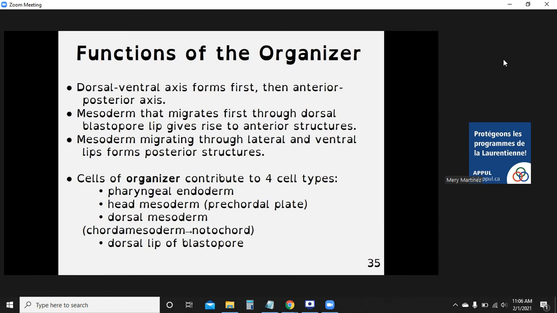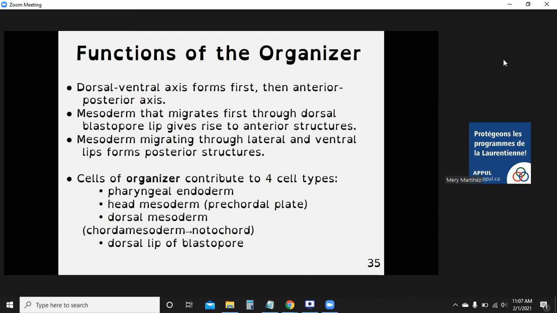Okay, so the formation of the anterior-posterior axis follows the formation of the dorsal-ventral axis. Once the dorsal portion of the embryo is established, that's the first step. The movement of involution of the mesoderm will establish the anterior-posterior axis. So the mesoderm that migrates first through the dorsal blastopore lip will give rise to the anterior structures. The mesoderm migrating through the lateral and ventral lips forms posterior structures.